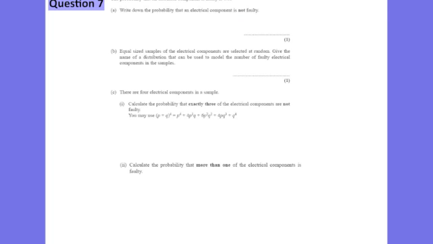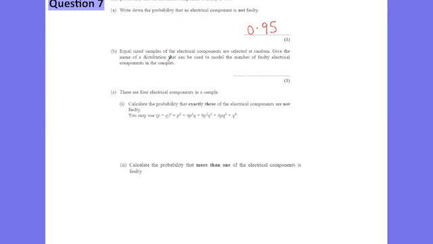Question number 7. The probability that an electrical component is faulty is 0.05. Write down the probability that the electrical component is not faulty. 0.95. We find that by subtracting one from the other.